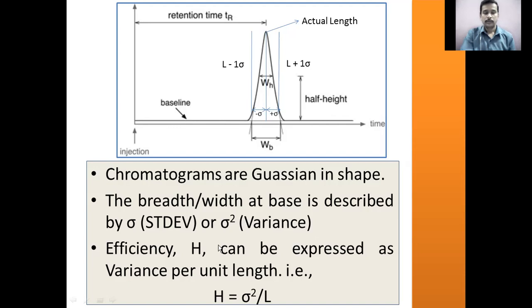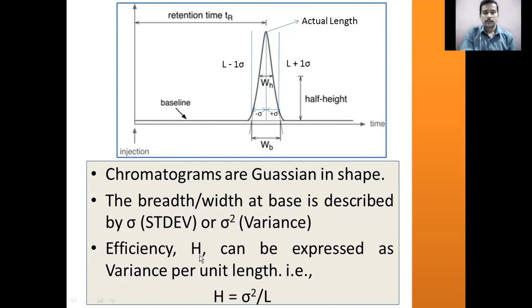So by using this variance or standard deviation, the efficiency denoted by H, I will use here H, not N, height of the theoretical plate, can be expressed as variance per unit length, that is sigma square by L. This is according to Martin and Synge. So since the chromatographic peak is Gaussian in shape, the width at the baseline is minus sigma into plus sigma, therefore it is sigma square.